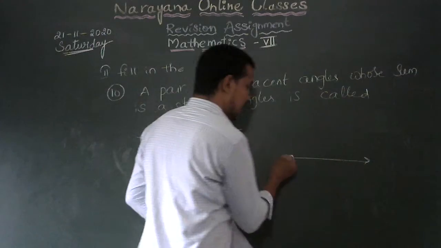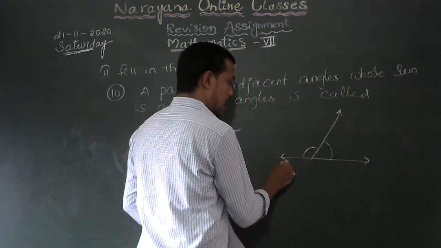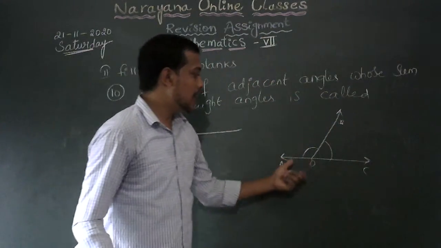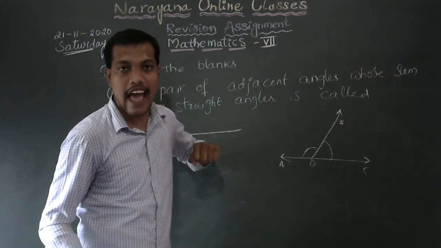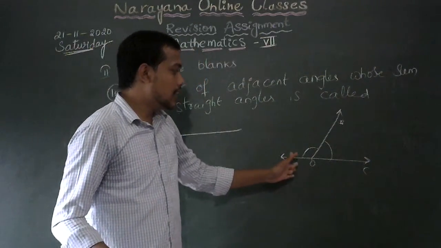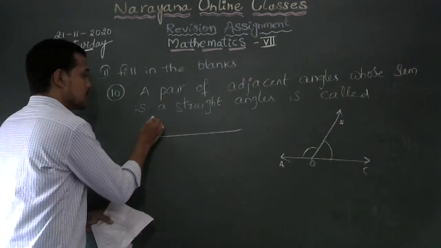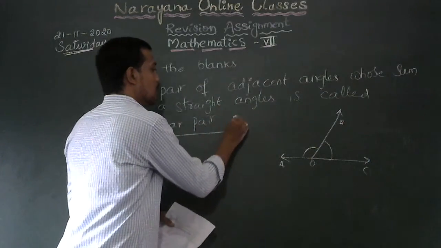Suppose I take an example. Here A, here O, here C, here B. In a linear pair, in a straight line, these two angles are adjacent angles. In the straight line, the complete angle is 180. So this is a linear pair, that is 180 degrees.